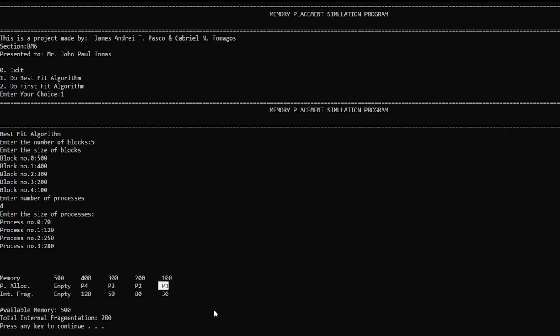Thus, the internal fragmentation was formed by subtracting the process from the bytes, because it produces free allocated space, and the available memory is printed out as 500, because there is no assigned process within it.